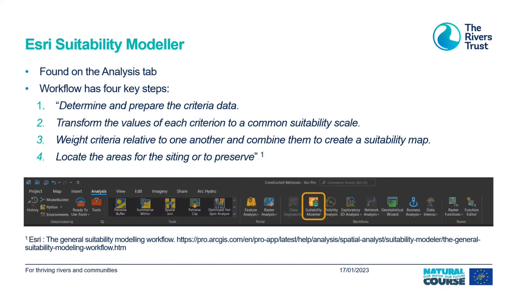So you can find it on the Analysis tab in Arc Pro, and the workflow has 4 key steps. So the first is you determine and prepare your criteria data. You then have to transform the values of each of those to a common suitability scale so you can compare them. You then weight each criteria relative to one another and combine them into a suitability map. And then finally, there's an optional step at the end where you can use something called the locate tool, and that will identify specific areas for the work that you'd like to deliver. And we'll go through each of these steps in the webinar today.